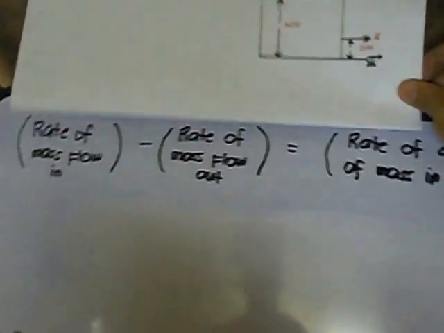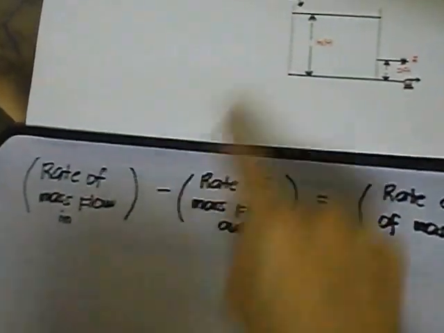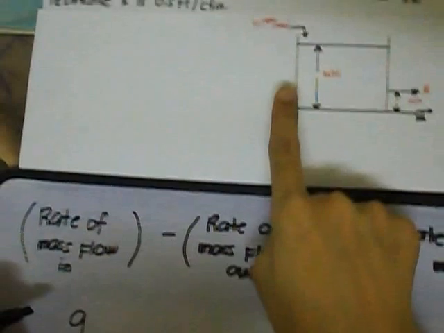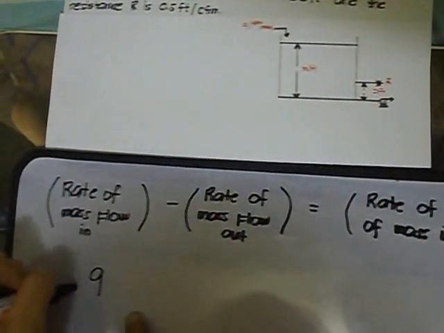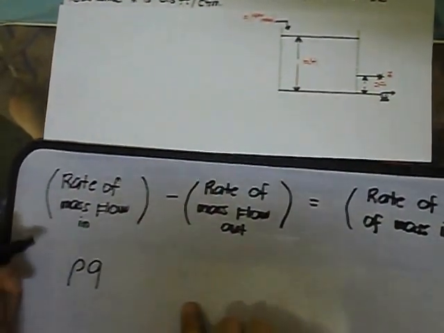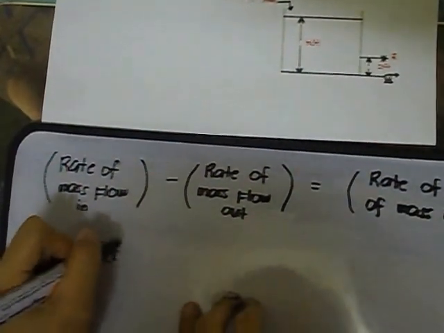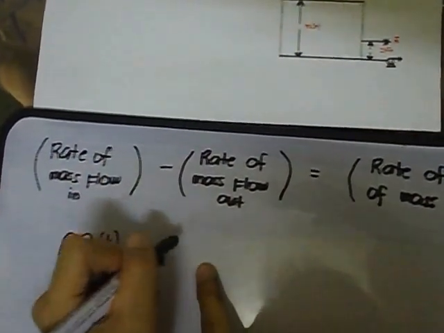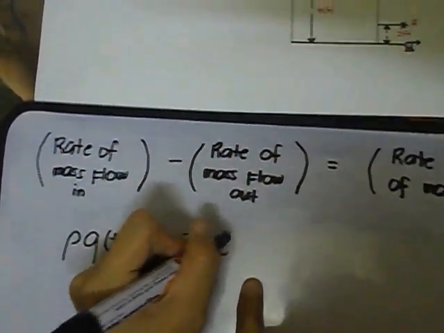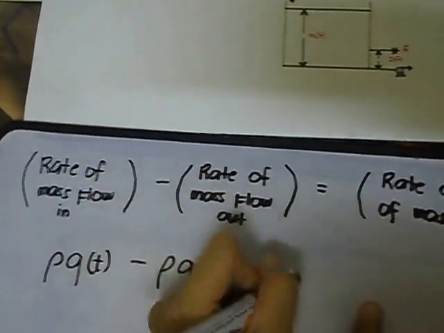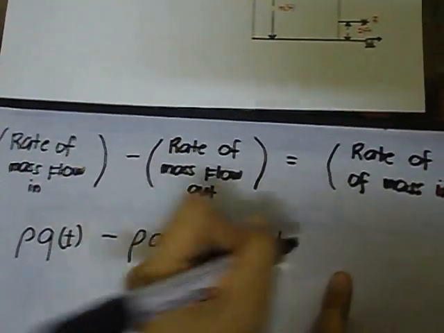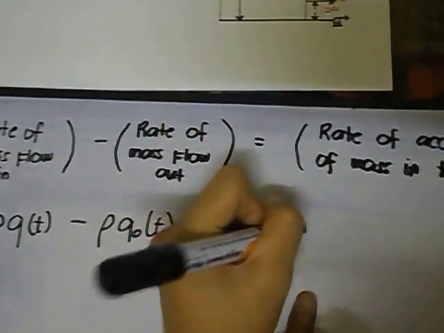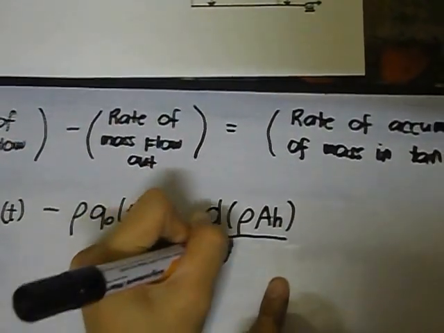So, sa atong makita diri ang atong rate of mass flow in kay naaman tay variable diri nga Q. So para mahimo siyang mass flow rate kay multiplyan nato siya og density. The same po diri as rate of mass flow out is equals to d rho AH all over dt.